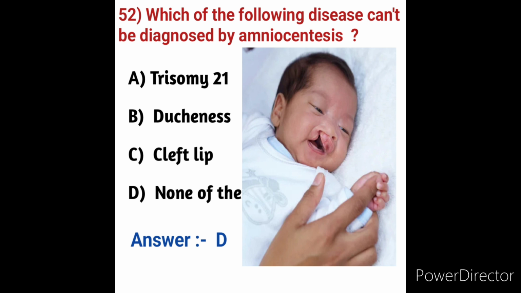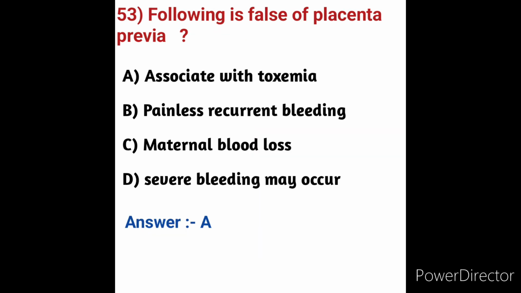Next, move on to question number 53. Which of the following is false of placenta previa? From the following options, one is the false option in placenta previa. Option A, associated with toxemia. Option B, painless recurrent bleeding. Option C, maternal blood loss. And option D, severe bleeding may occur.